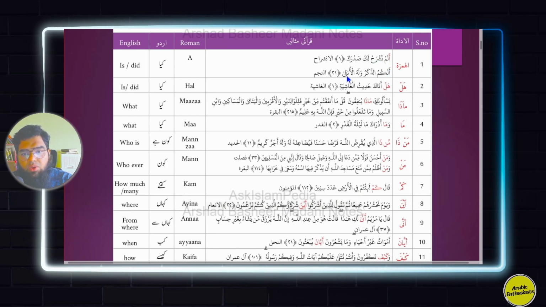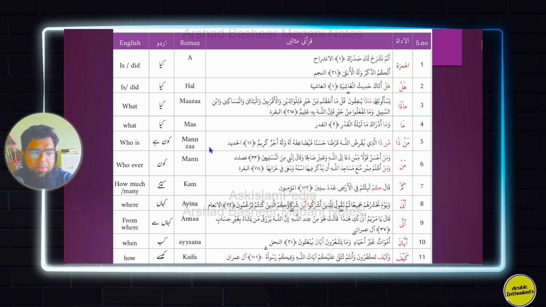Alakum al-dhakar wa lahu al-untha. Is there for you males and for him are females? Because they used to kill the girls and all that. So alakum al-dhakar, for you is the male, wa lahu al-untha. So hamza is a question. Hal is similar to hamza. Like hal ataka hadithul ghashiyah. Has the news of Ghashiyah come to you in Surah Al-Ghashiyah, the overwhelming calamity, Ghashiyah.